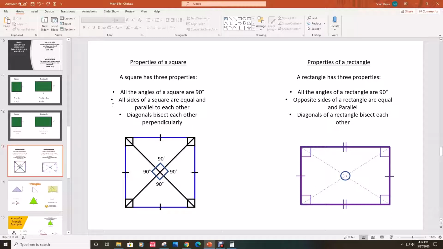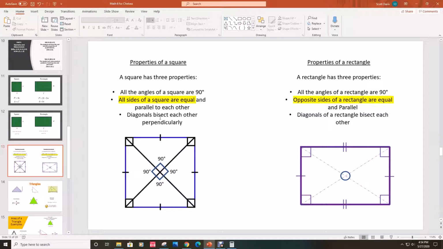But on your square, all sides of a square are equal. That's important. And parallel to each other. On a rectangle, it says opposite sides of a rectangle are equal and parallel to each other. So on your square, every single side is going to be equal, but on your rectangle, the opposite sides are going to be equal. And parallel meaning that this one's running this way, this one's running this way, and they will never cross.